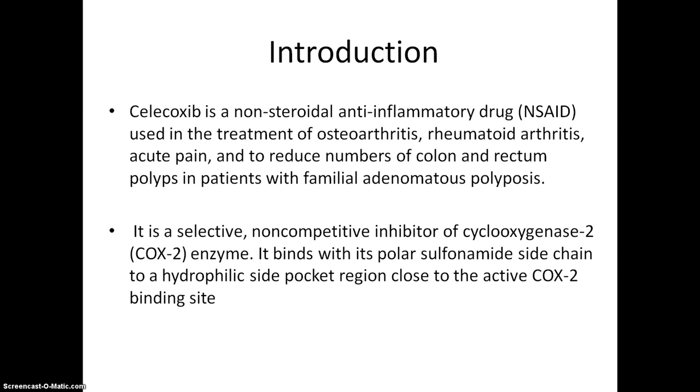Celecoxib is a non-steroidal anti-inflammatory drug used in the treatment of osteoarthritis, rheumatoid arthritis, acute pain, and as an analgesic and an antibiotic as well. It is also used as a chemoprevention agent and to reduce the number of colorectal polyps. It is a selective non-competitive inhibitor of COX-2 enzyme, which is involved in inflammatory pathways.